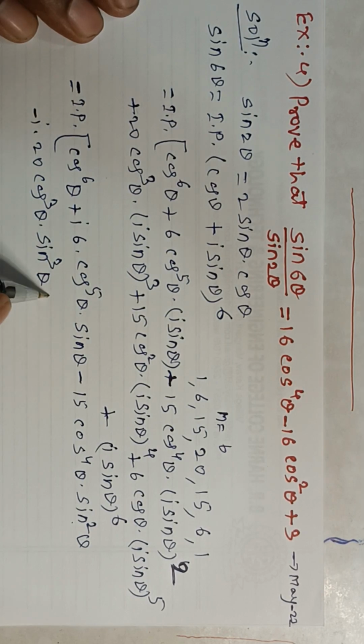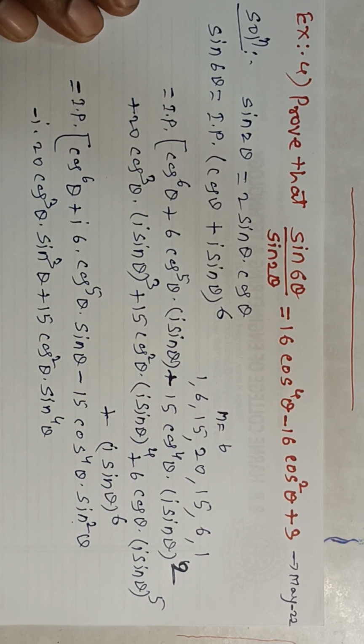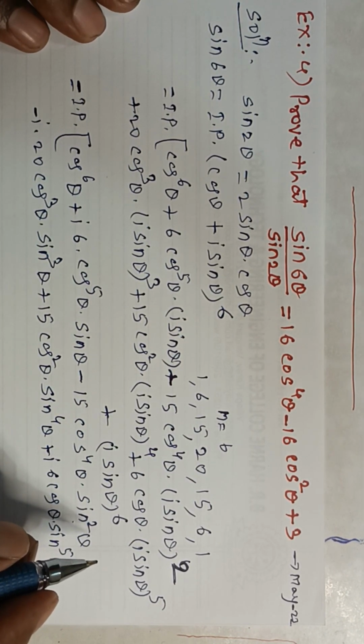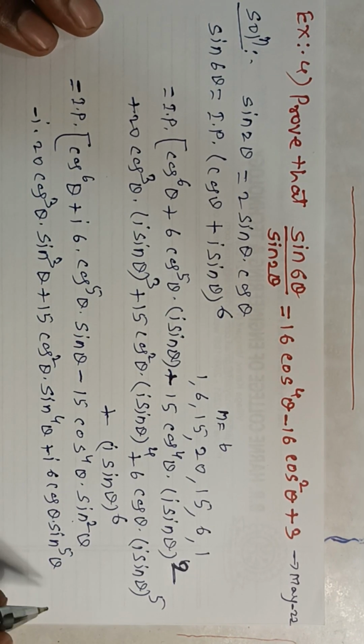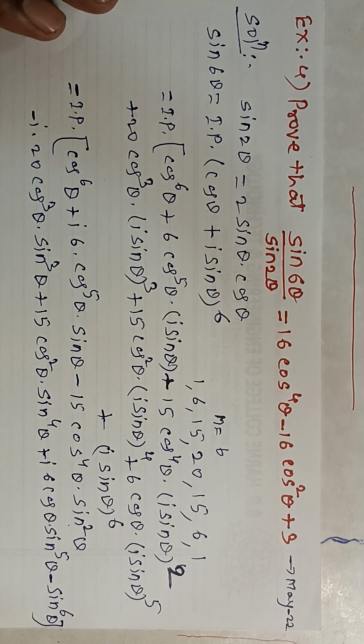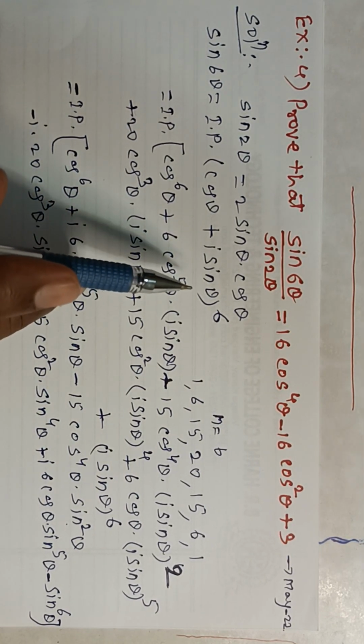Then i raised to 4 is 1, plus 15 times cos square theta into fourth power of sin theta, plus i to the power 5 is i, 6 times cos theta into fifth power of sin theta, and the last term, i to the power 6, that is i square, is equal to minus 1, minus 6th power of sin theta. This is the expansion of (cos theta plus i sin theta) to the power 6.